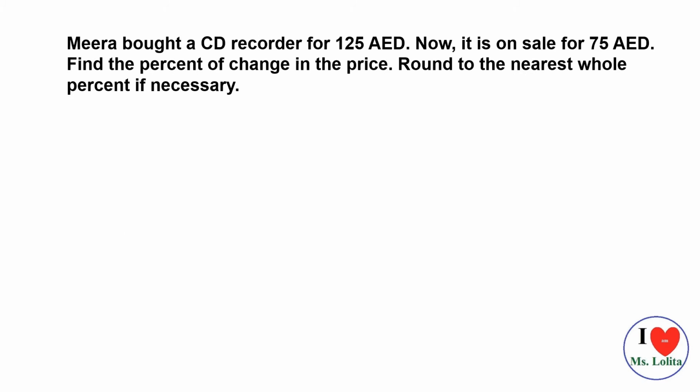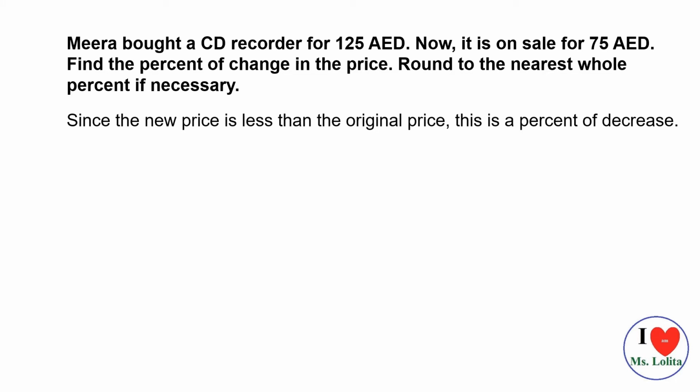Let us solve another example so that you can understand the lesson well. Mira bought a CD recorder for 125 dirhams. Now, it is on sale for 75 dirhams only. Find the percent of change in the price. Round to the nearest whole number if necessary. Since the new price, which is 75 dirhams, is less than the original price, which is 125 dirhams, this is a percent of decrease.